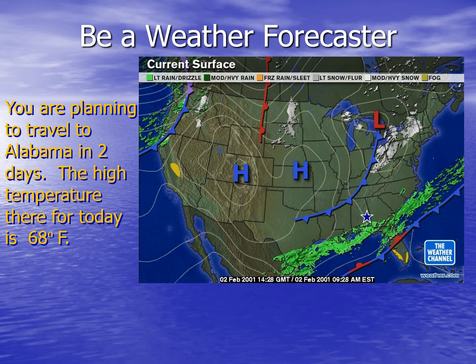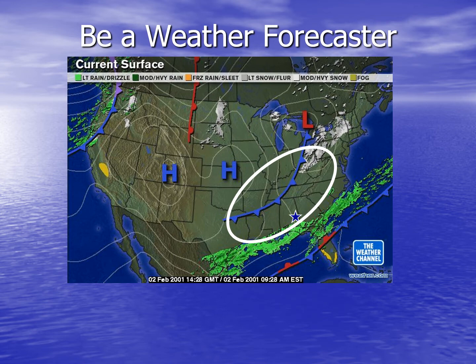So now that you are getting an understanding of how these work, let's create a scenario. You are planning to travel to Alabama, represented with the star, in 2 days. The high temperature for you today is 68 degrees. What do you think the temperature will be in 2 days? Will it rain? There's a cold front approaching. The temperature will probably drop. In this case, it is not running into a warm front, so it probably will not rain.